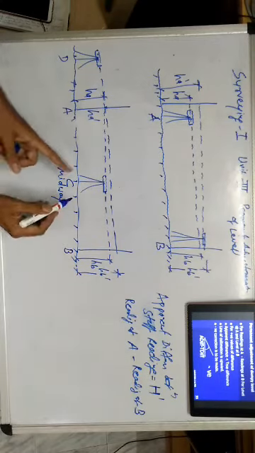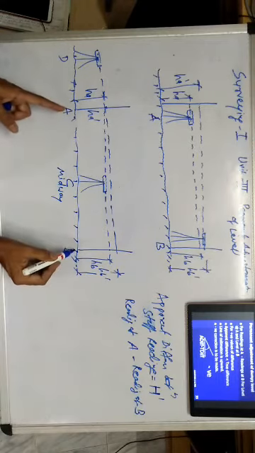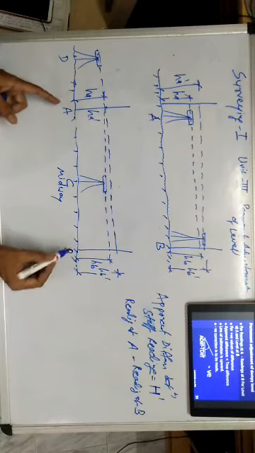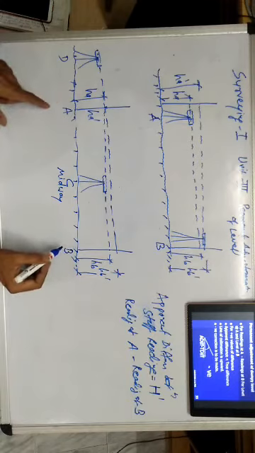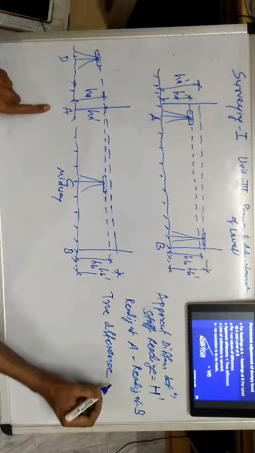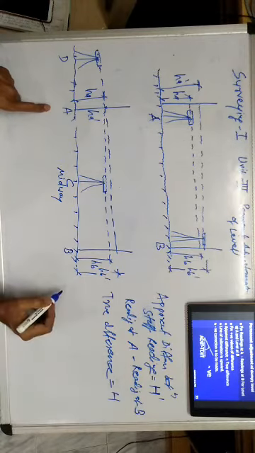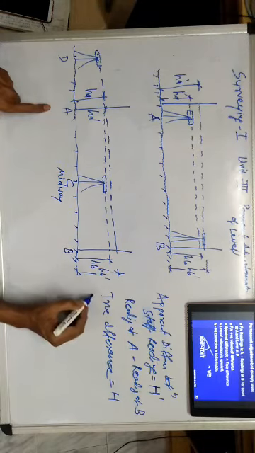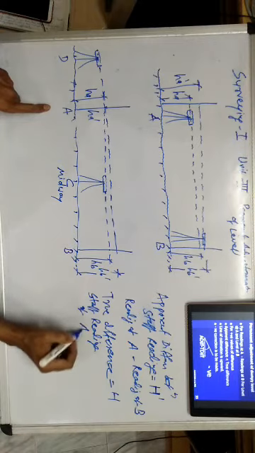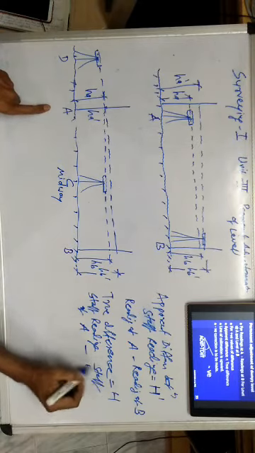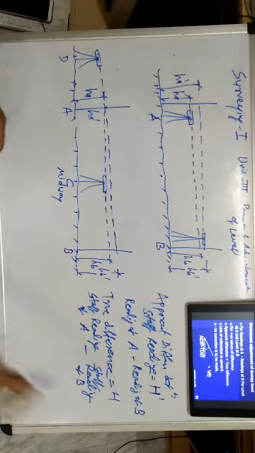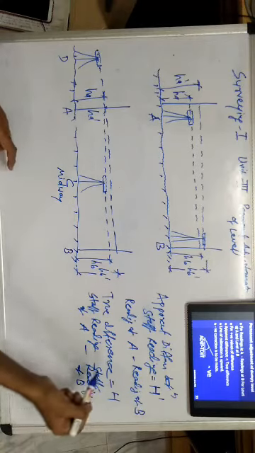But now in this case, as we have placed the instrument midway between the 2 points, the error on the right side and the error on the left side are the same. So when we find the difference between the staff readings here, that is called the true difference. So the true difference is denoted by H, and that again we calculate as the staff reading at A minus the staff reading at B.